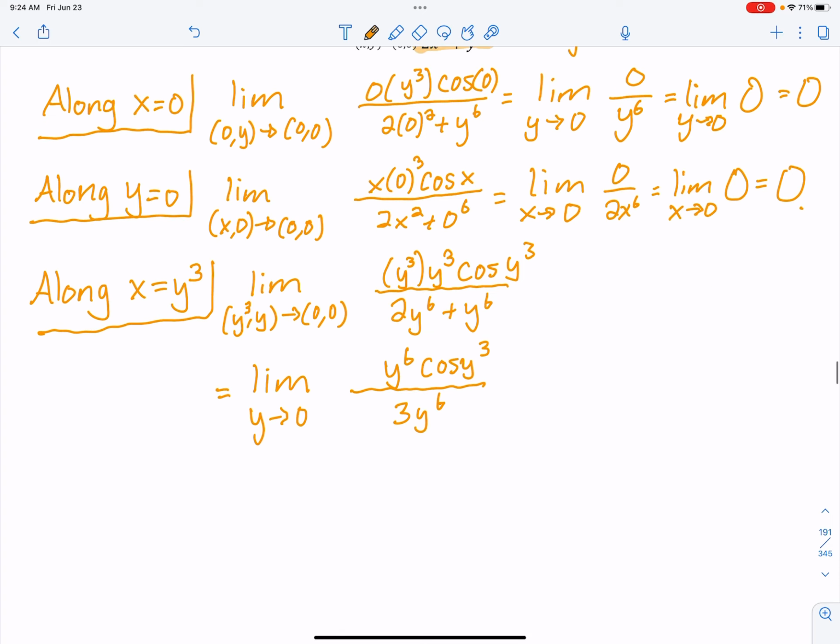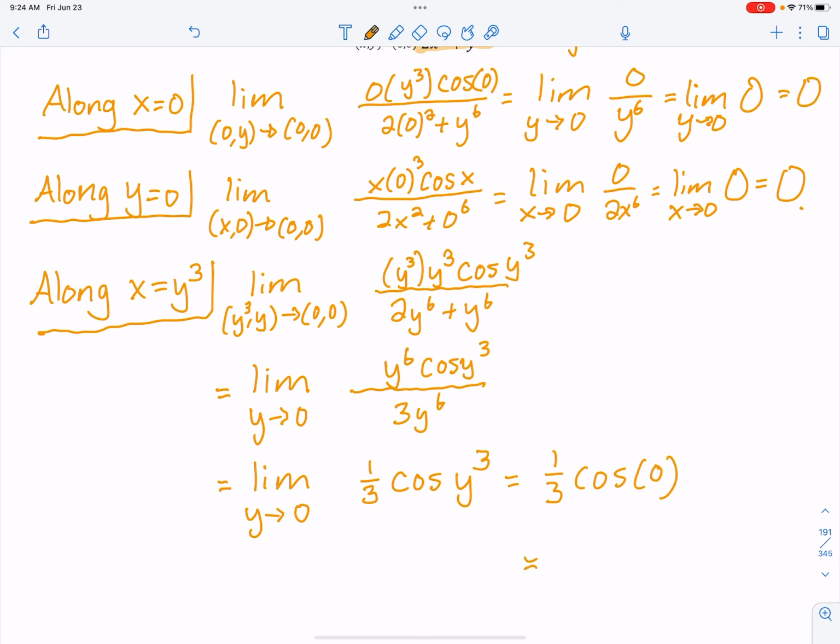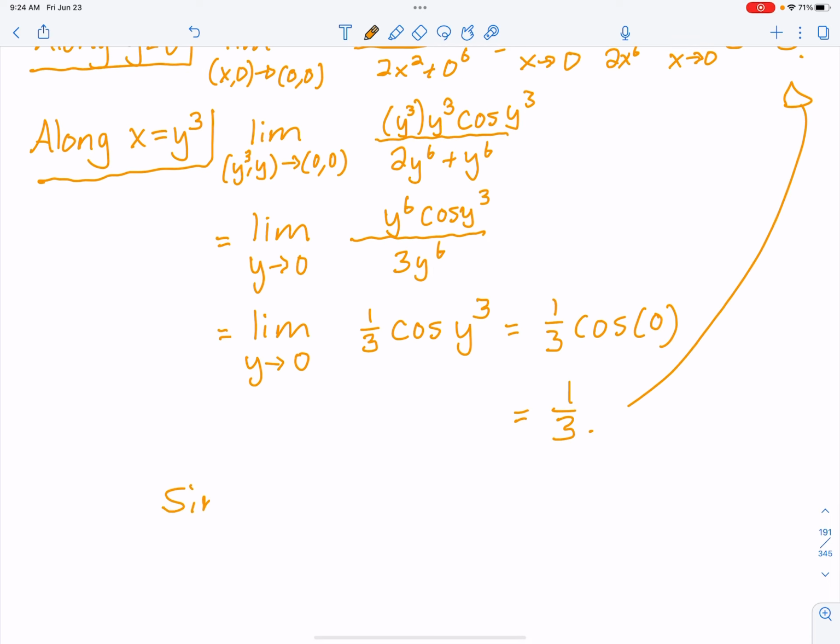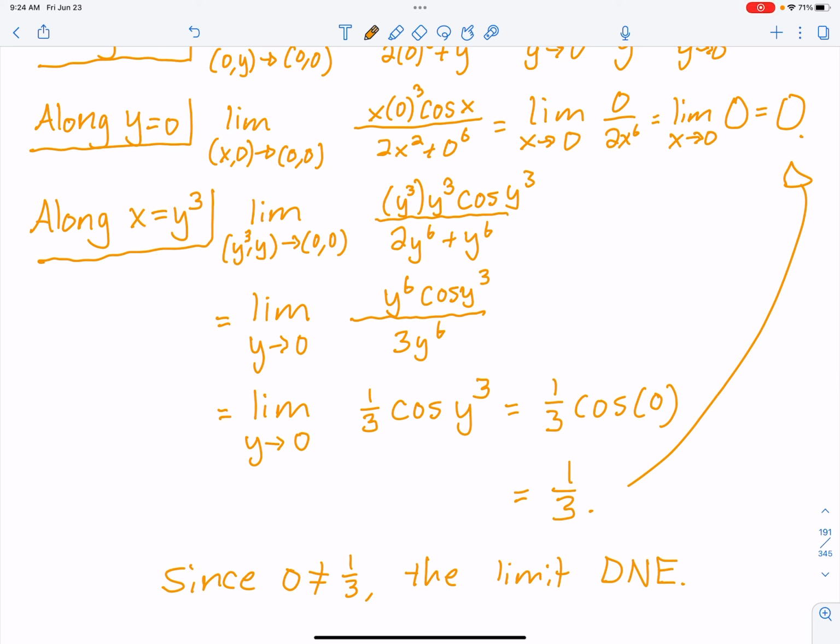And then what we wanted to happen is going to happen. The y to the 6ths go away, and I just get a third cosine y to the third. Well, I can plug that in. That's 1/3 cosine of 0. And cosine of 0 is not 0, it's 1. So that gets me a 1/3, which is what I was looking for. Something that wasn't 0, right? I wanted this to not match those. So, since 0 does not equal 1/3, the limit doesn't exist. So the whole key is you've got to find two numbers that contradict each other.